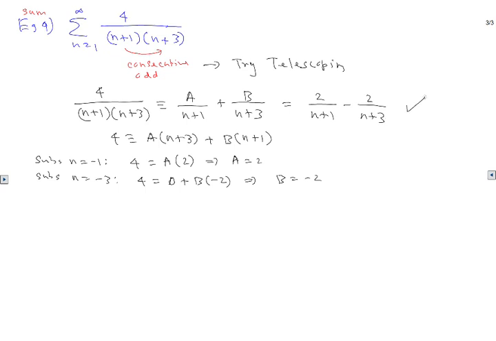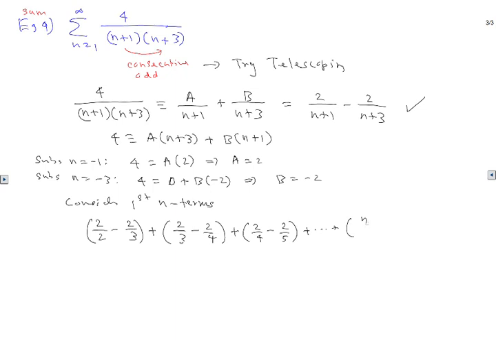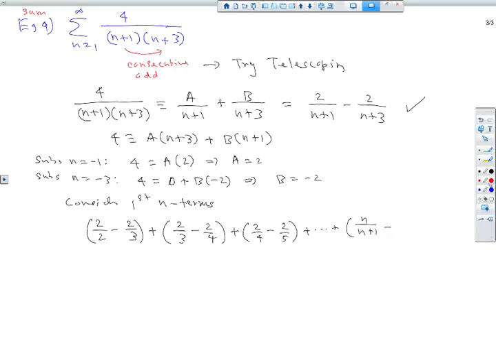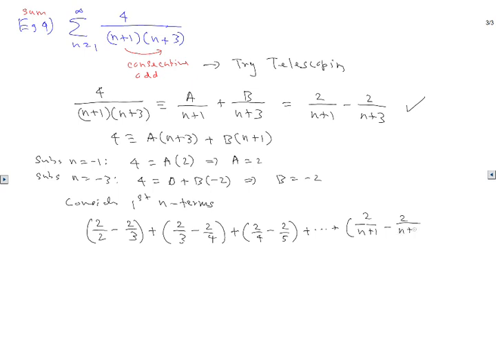Now we're going to consider the first n terms. We try to find the pattern and then send n to infinity. So let's plug in. We start with the first index, which is 1, so you're going to get 2 over 2 minus 2 over 3. That's the first term, plus the second term, plug in n equal 2, so 2 over 3 minus 2 over 4. And the third term is 2 over 4 minus 2 over 5, like that. So your n-th term looks like 2 over n plus 1 minus 2 over n plus 3.